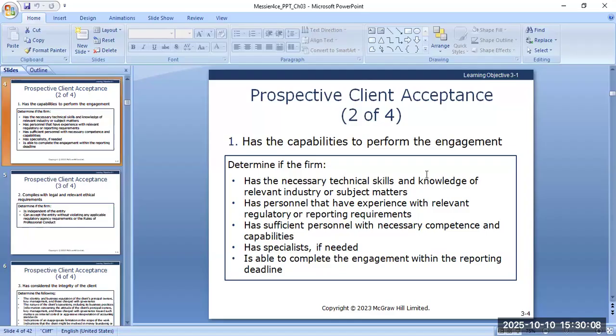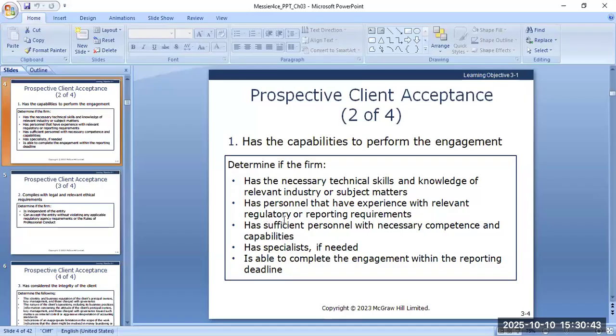Capability, performance, engagement. So how are we going to assess those? First will be, do we have the necessary technical skills and knowledge relevant to the industry or subject matter? Do we know enough about the industry that the client comes from? Do we know about something specific that's happening in that industry? In Vancouver, Canucks ask for the audit, and up to this point, we don't do an audit of the mining companies. Do we have the technical skills and knowledge for that particular industry?